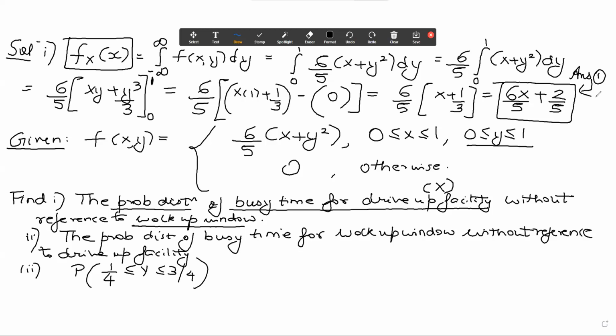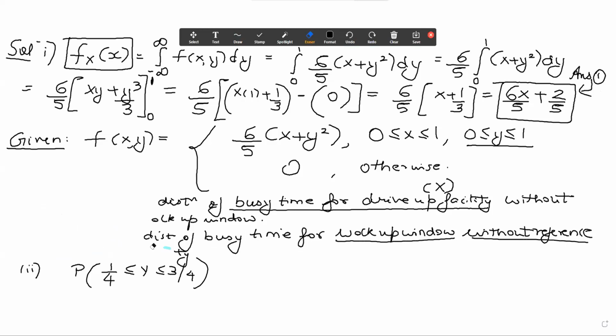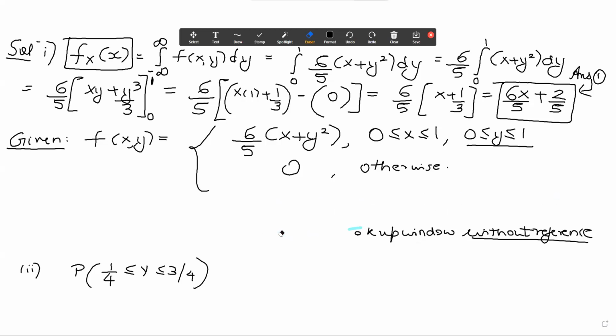Now the same thing I can do. The second thing is asking us to find the probability distribution of the busy time for the walk-up window without reference to the driver facility. So now I can erase both these parts. The second part is asking us to find the marginal probability density function of Y. Now all students can quickly start doing it in the registers without wasting time. Please try yourself, although I'm solving it on the whiteboard, but I request students to try themselves.